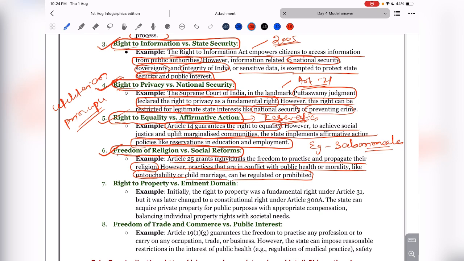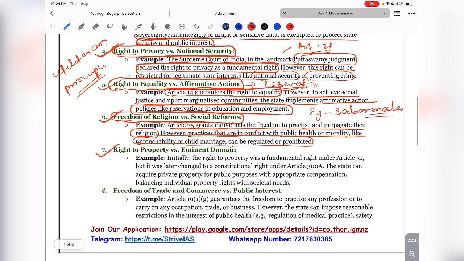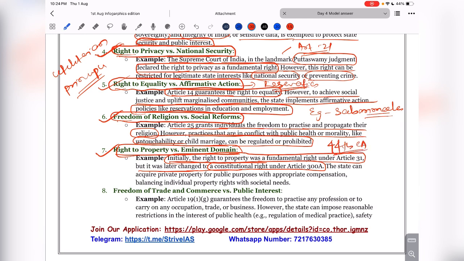Okay. Then right to property versus eminent domain. Initially, the right to property was a fundamental right under Article 31 of the Indian Constitution, but later it was changed to a constitutional right under Article 300A. Initially it was a fundamental right, but later on, by amending the Constitution, which constitutional amendment? The 44th Constitutional Amendment Act. Okay, it was included in Article 300A.